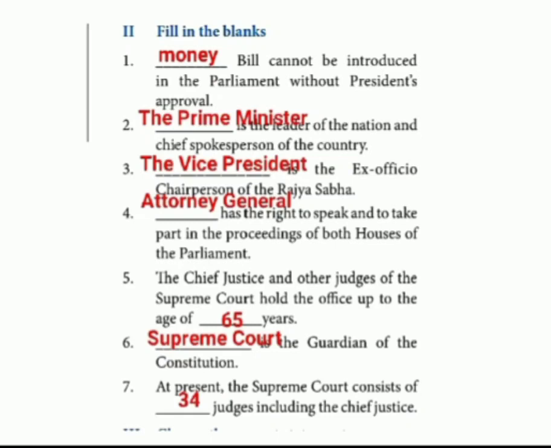Fourth one, Attorney General. Fifth one, 65 years. Then sixth one, Supreme Court. Seventh one, 34 judges.